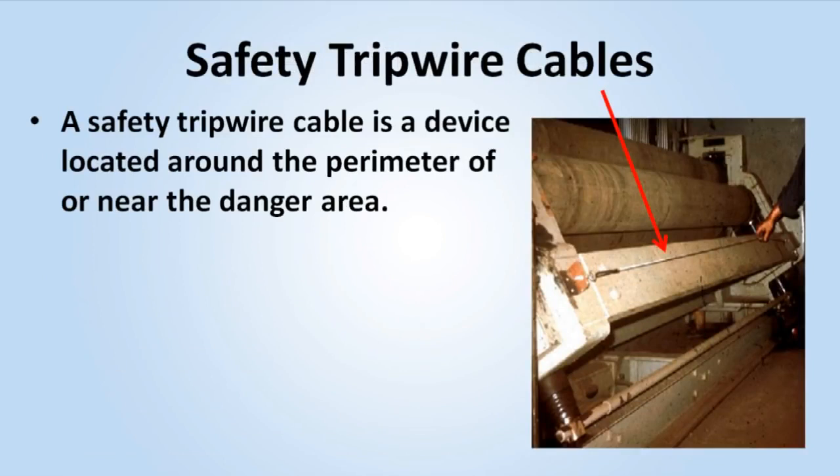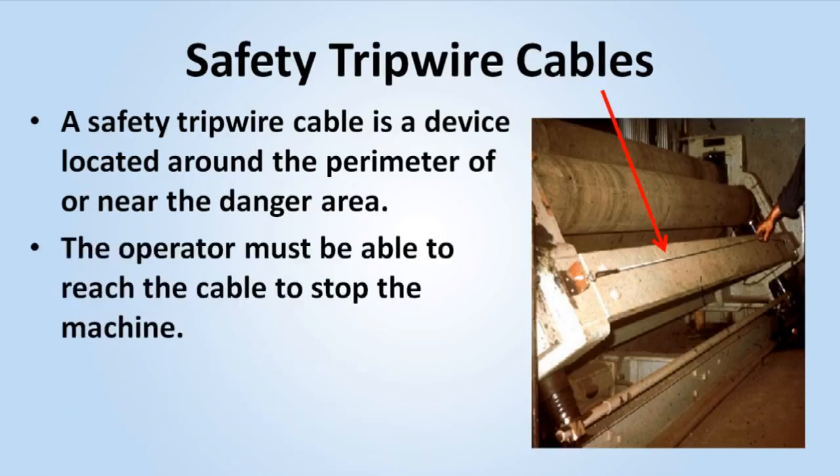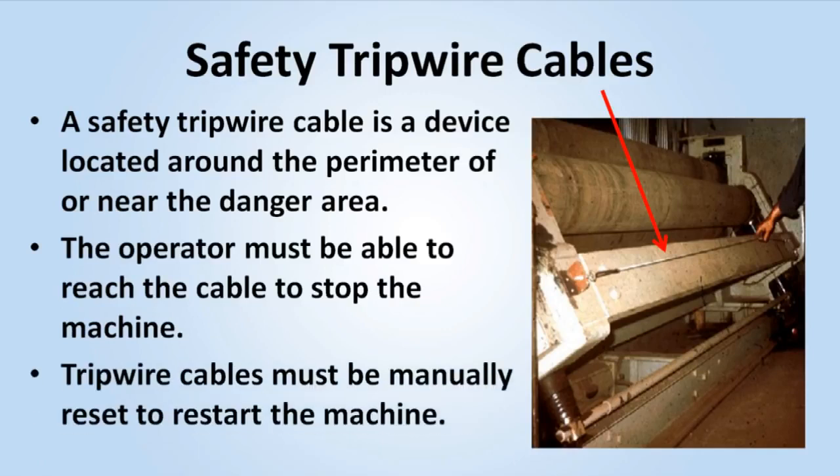A safety tripwire cable is a device located around the perimeter of or near the danger area. The operator must be able to reach the cable to stop the machine. Tripwire cables must be manually reset to restart the machine.